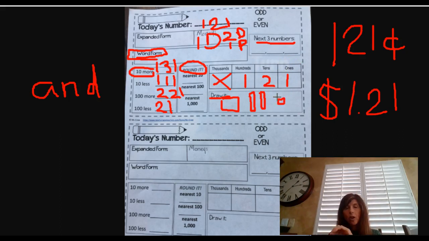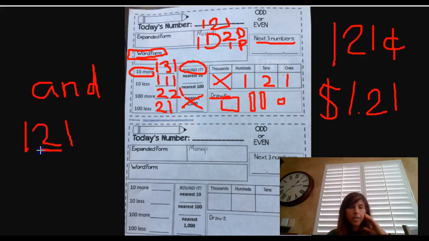So make sure you're drawing out your base 10 blocks. And then rounding, you can go ahead and cross off. Well, we won't ever have thousands, so lucky you guys. We're going to round these numbers. Okay. We're going to round number 121 to the nearest 10.